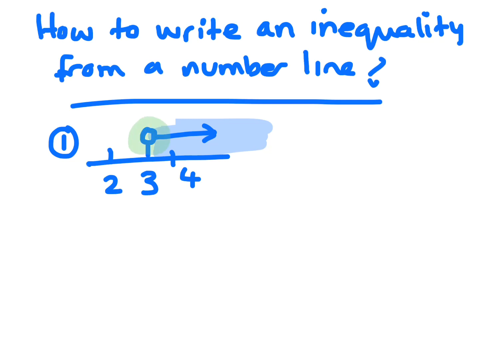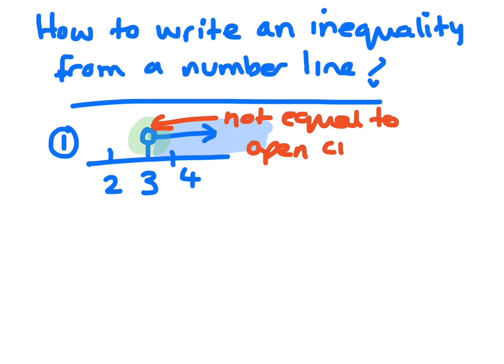When it's not equal to, it is an open circle. So what that equates to is the inequality sign that is going that way. And if you look at the arrow on there, the arrow points the same way as the inequality sign. So you write your x first, and then you go x is greater than, and x will be greater than 3.